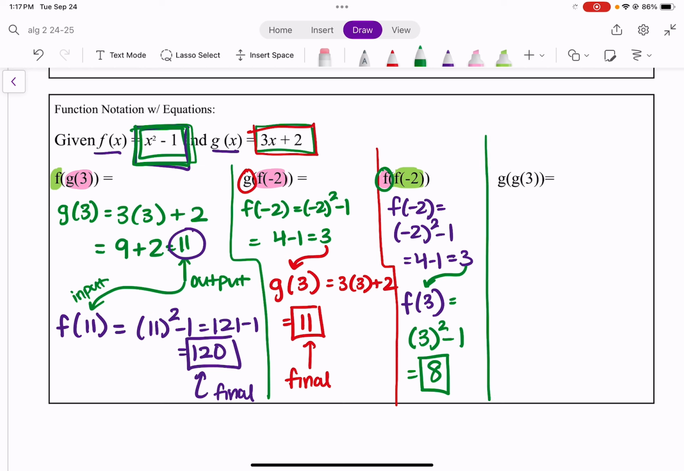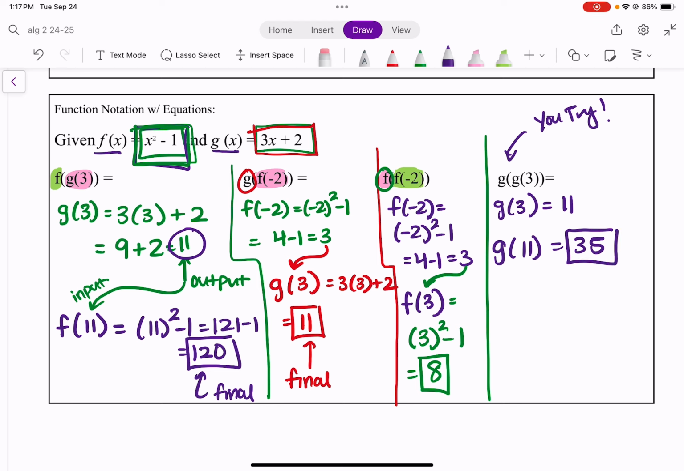Pause the video and try this yourself. Okay, hopefully you tried it. You should have first done g of 3, which should have given you 11. And then you should have done g of 11, which should have given you 35. So 35 would be your final answer. If you have any questions, come ask us, okay?